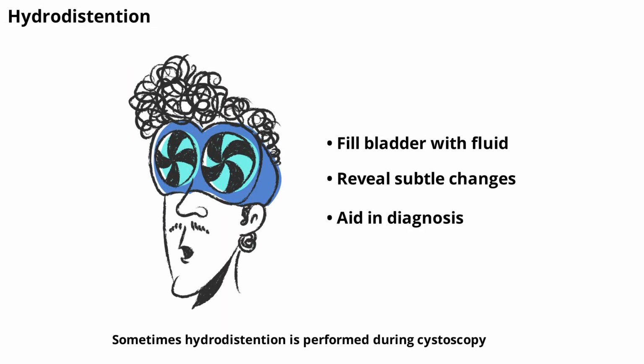Sometimes, hydrodistension is performed during cystoscopy. This involves filling the bladder with fluid to stretch it, which can reveal subtle changes or pinpoint bleeding characteristic of IC. Hydrodistension may also temporarily relieve symptoms in some patients. The findings from this procedure help confirm the diagnosis and guide treatment options.